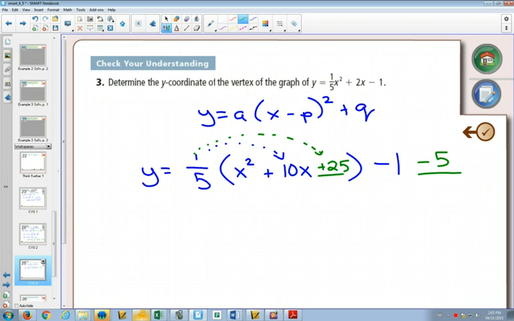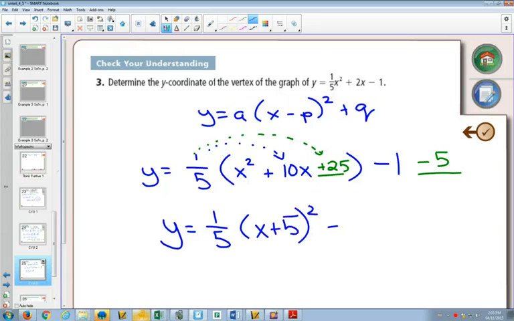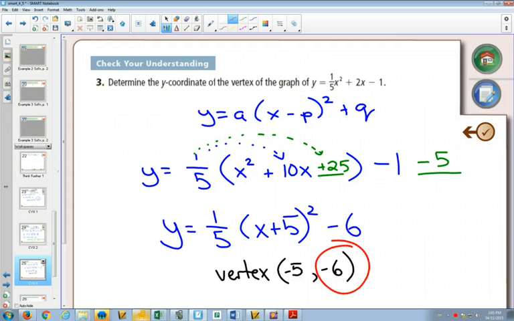Now we can write our equation in standard form: 1/5 (x + 5) squared minus 6. So we know that our vertex is (-5, -6). So what's the y-coordinate of our vertex? Our y-coordinate of our vertex is -6.